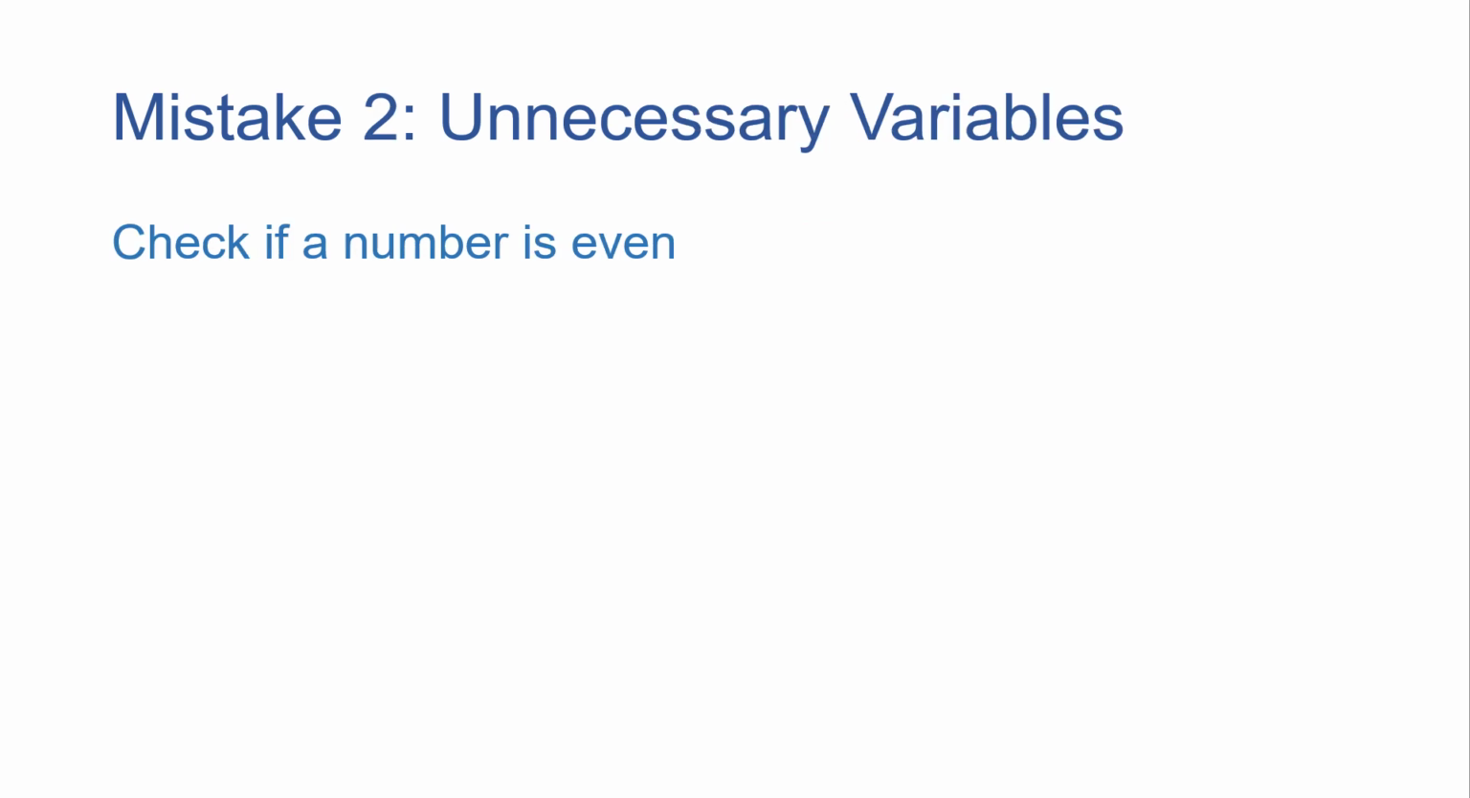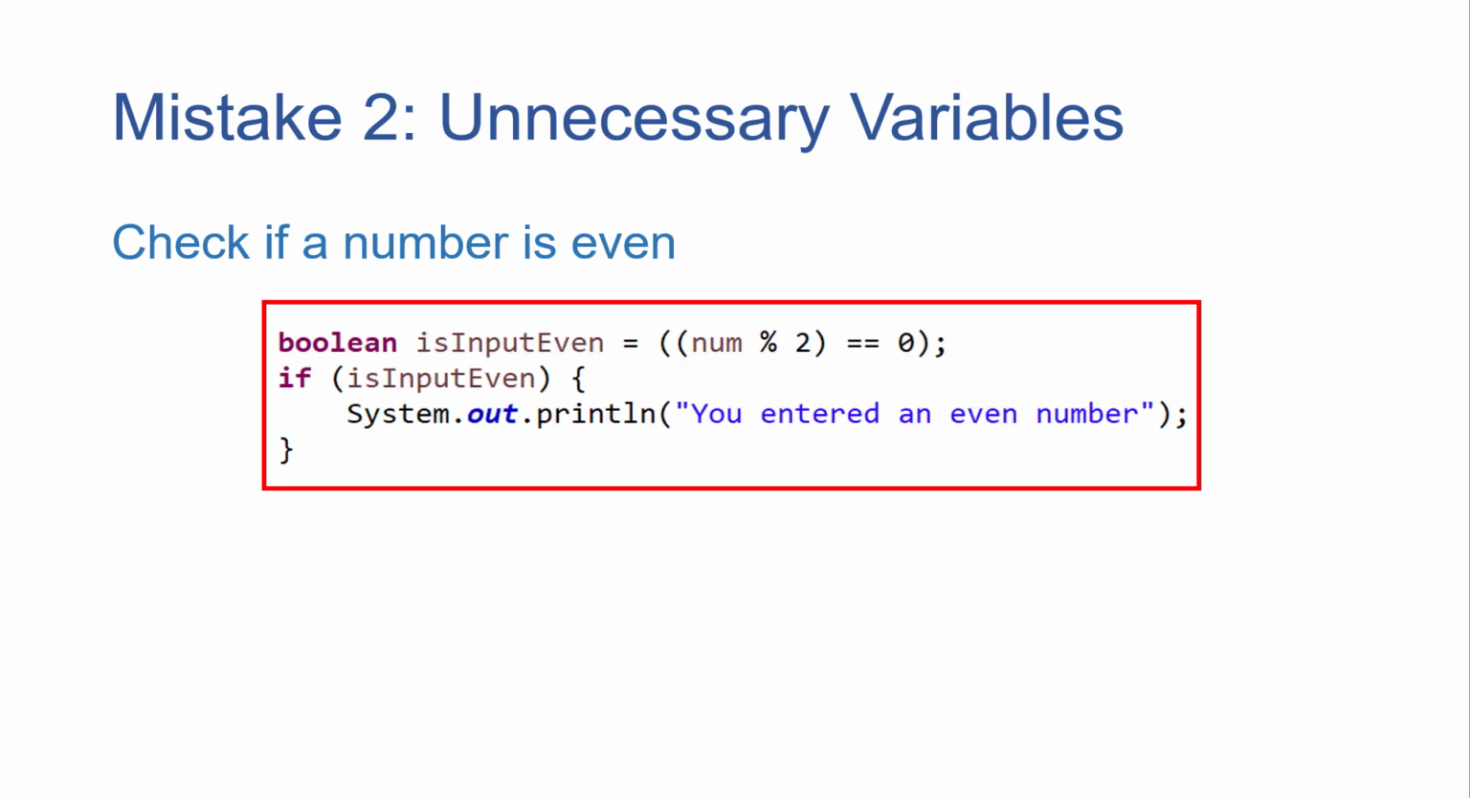The next common mistake is using unnecessary variables. This doesn't just apply to if statements, but it's not uncommon to see something like this. You create a Boolean isEven that is set to the result of this Boolean expression. So num mod 2 equals 0 returns true or false depending on whether or not num is even. And so then you have a Boolean variable that you can use as part of your if statement.